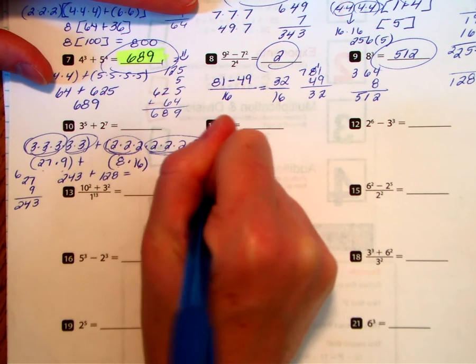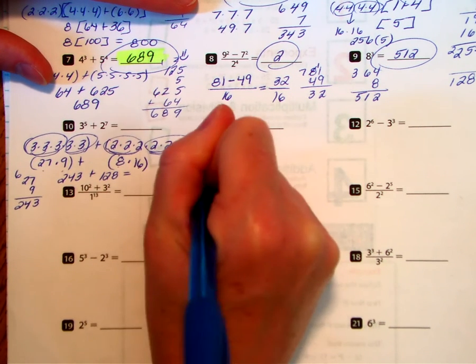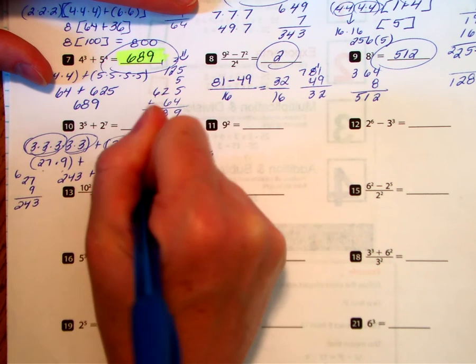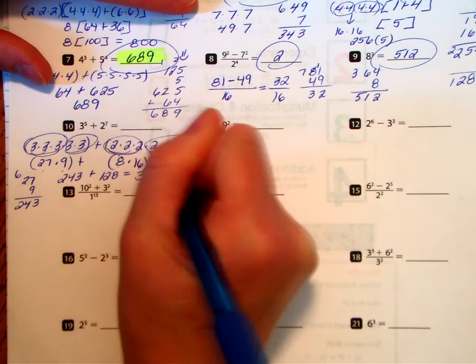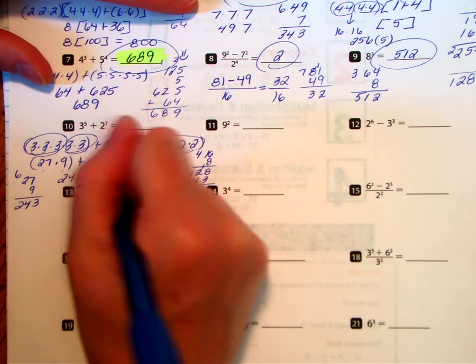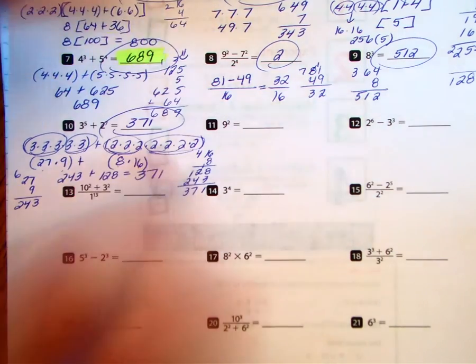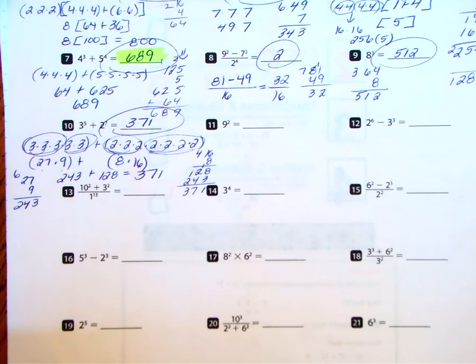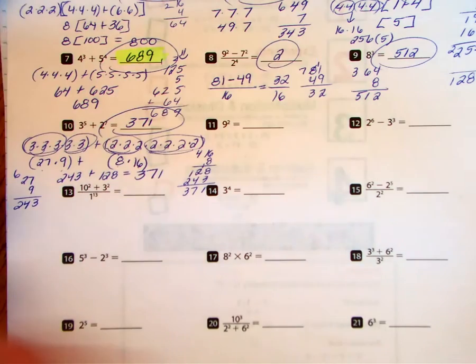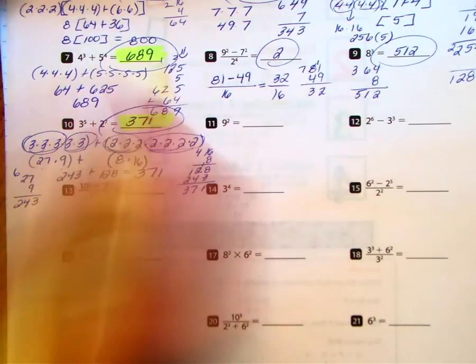I'm running out of space, so I'm going to combine my workspace here. 371. 371. Yep. We're going to check it. 243 plus 128, 371. I checked it on the calculator for us. It's good.